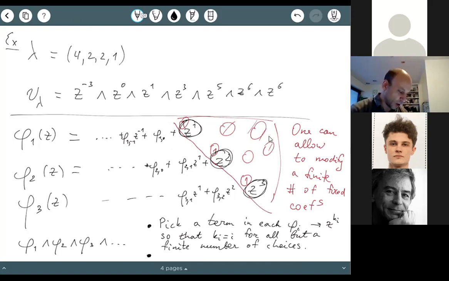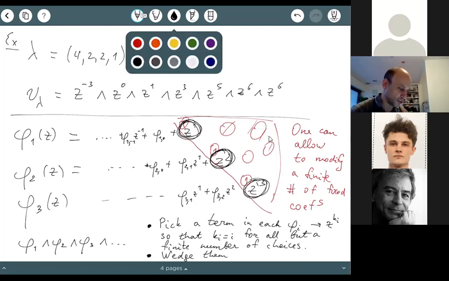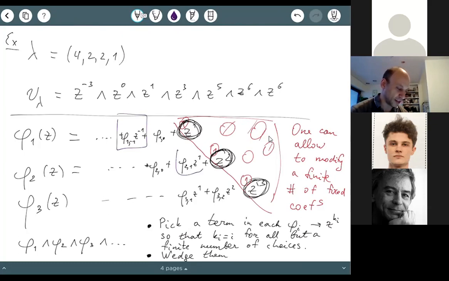So then we wedge them. We do the wedge product. And as you see, almost all our coefficients are equal to one. So when you do the product, you will have to multiply the coefficients, right? If you choose, for example, this term and this term and then this term, you will have to multiply phi one minus one and then phi two one. But all the other terms you multiply are equal to one. So it's an infinite product, but only a finite number of factors is different from one. So the product is well defined. So you can wedge them.